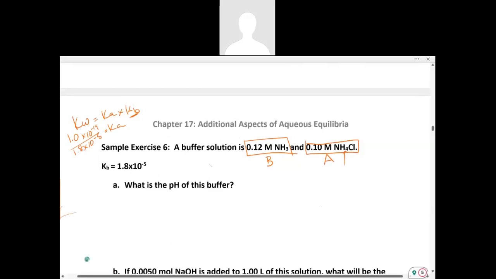So we can use this to solve for the pH of our buffer. In part A, we're asked before the addition of any acid or base, what's the initial pH of the buffer? So we know that pH is found using the Henderson-Hasselbalch equation. So pH is pKa plus the log of our base over acid concentrations. pKa would be the negative log of Ka. So if you plug in the Kw divided by Kb, you would get this value here.